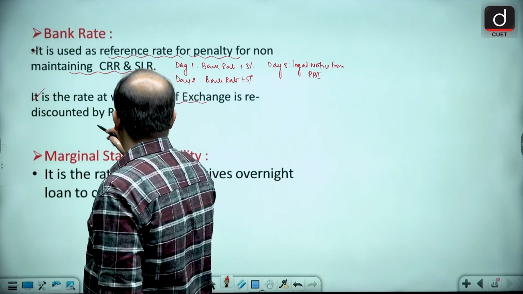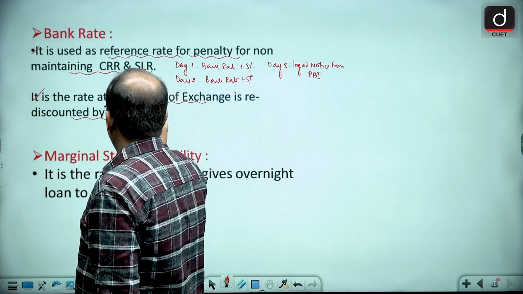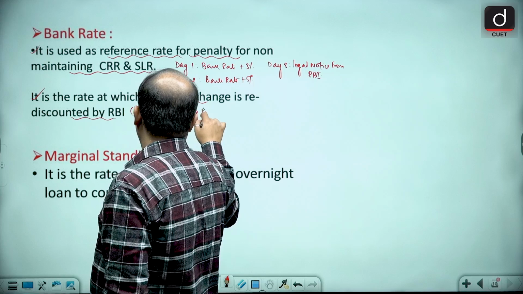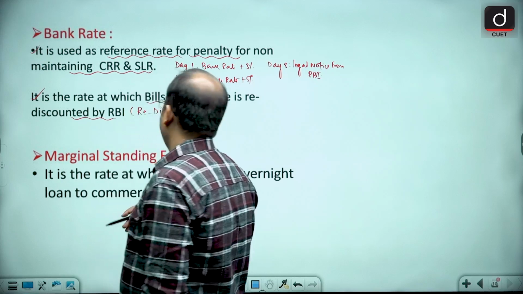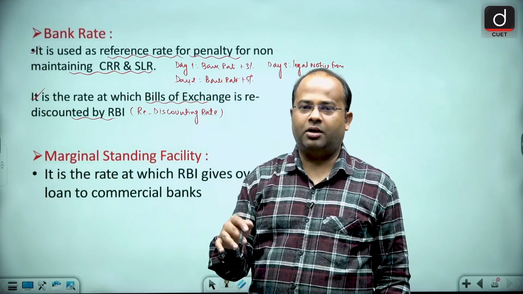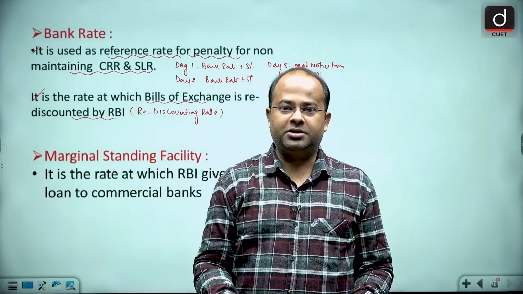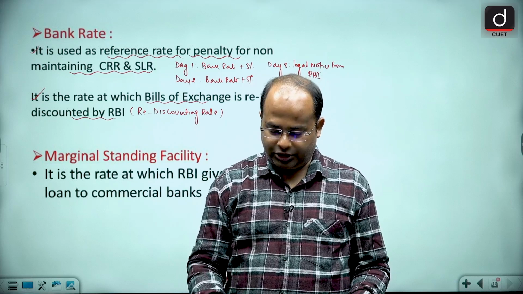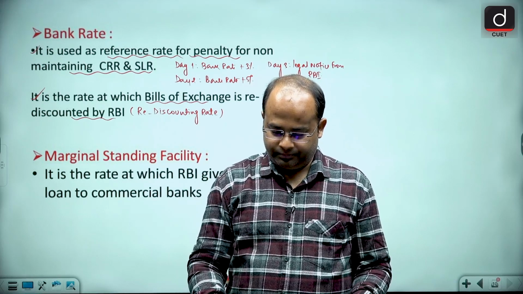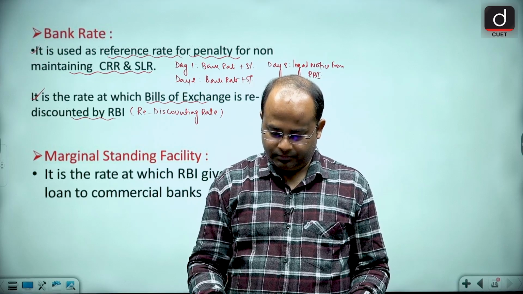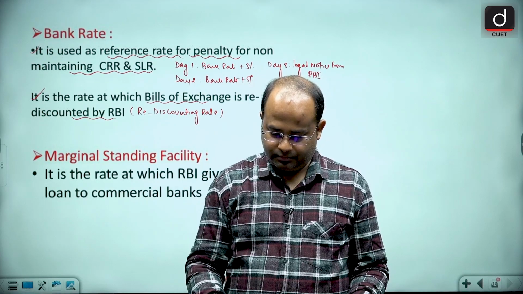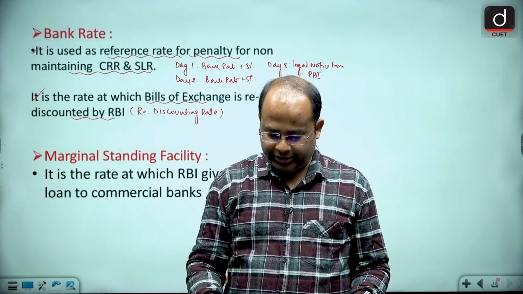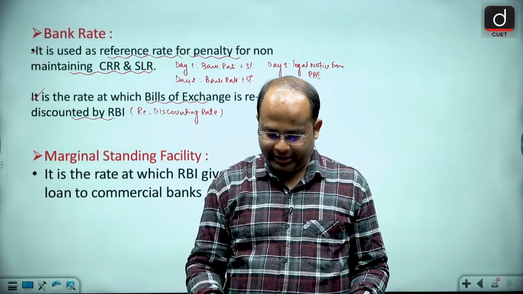Other than this, guys, bank rate is the rate at which the bills of exchange are rediscounted by RBI. So it is also called the rediscounting rate. When the BOE is rediscounted by RBI, this is the rate. BOE is a negotiable instrument, guys.